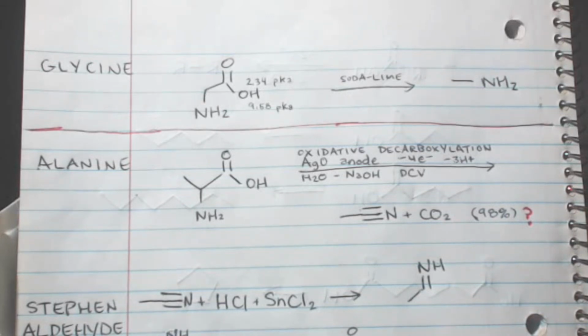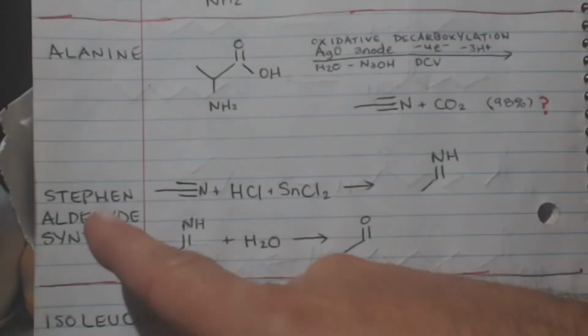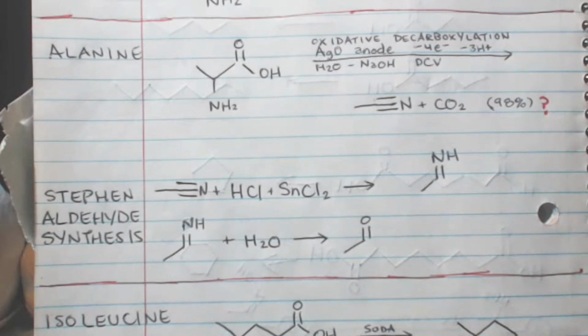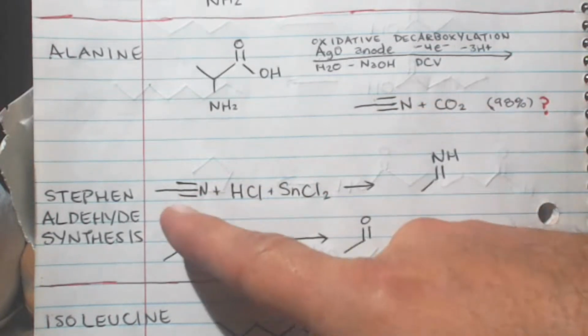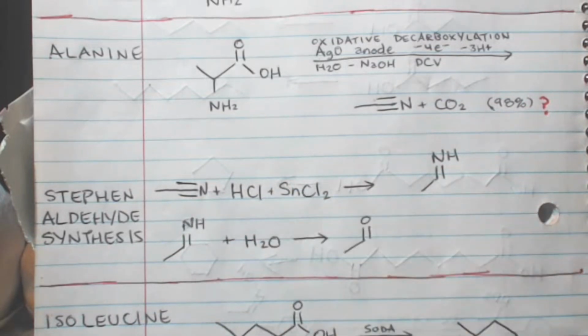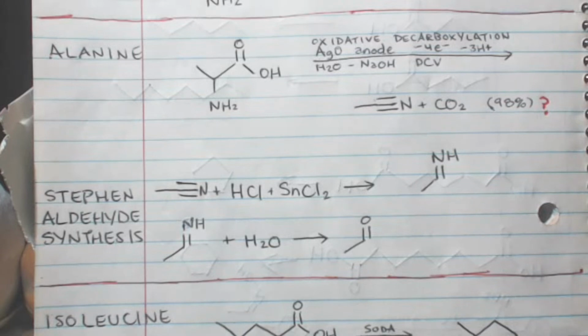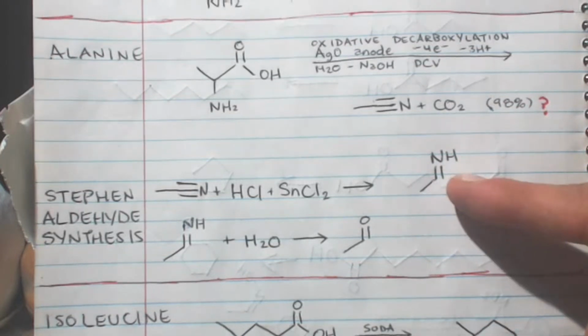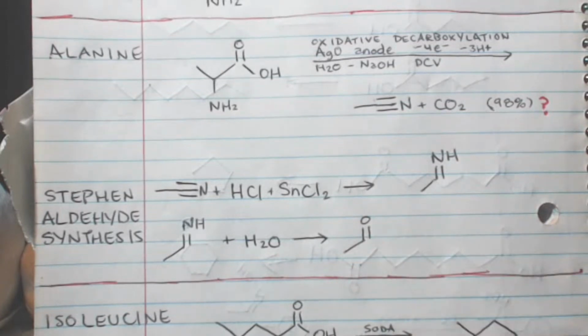Now, what good is that? Well, you can take that and do this. It's called the Stephen aldehyde synthesis. You take your nitrile, I think it's called acetonitrile, some hydrochloric acid, stannous chloride, and I'm guessing you would reflux it. I don't really know, because I'm just going over a generic thing here. You make your imine. The imine reacts with the water and makes it into an aldehyde.